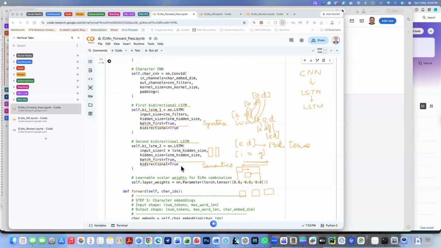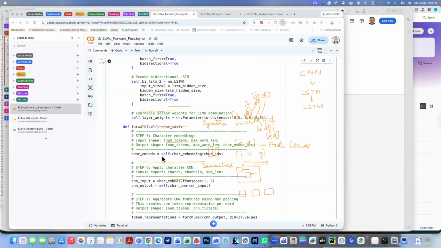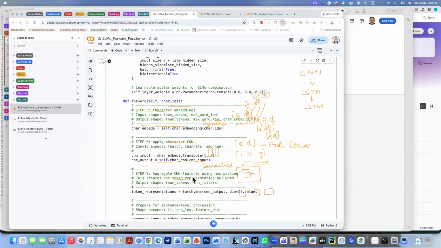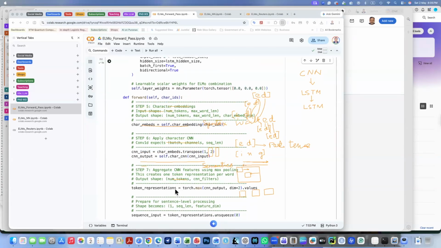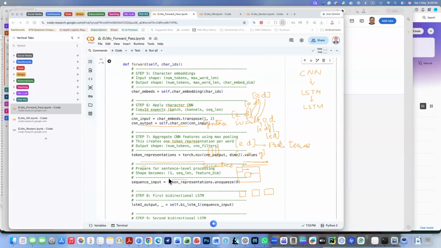Now see here, I'm making the forward pass. In the forward pass, first of all, I'm passing the embeddings. I showed you that I'm doing the character embedding. After having done the embeddings, I pass them into the CNN, and the CNN will produce the output, which I discussed with you already. After that I get a token representation from the CNN, and that will become the input for the LSTM.